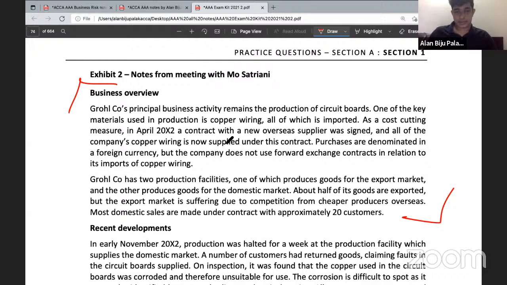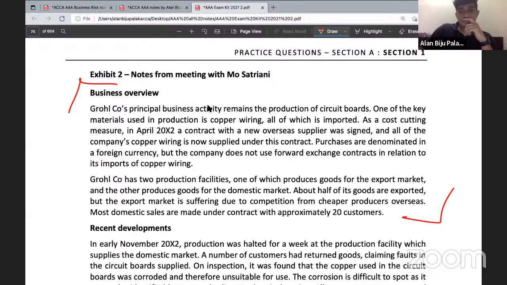Groll Company has two production facilities, one of which produces goods for export market, and the other produces goods for domestic market. About half of the goods are exported, but the export market is suffering competition from cheaper products overseas. Most domestic sales are made under contract with approximately 20 customers. So what all are the business risks here? So we will first of all find the business risk from this scenario. So what all are the business risks associated here?